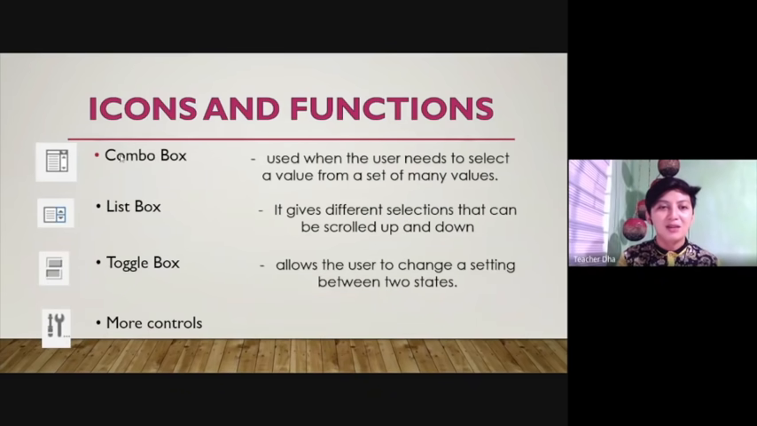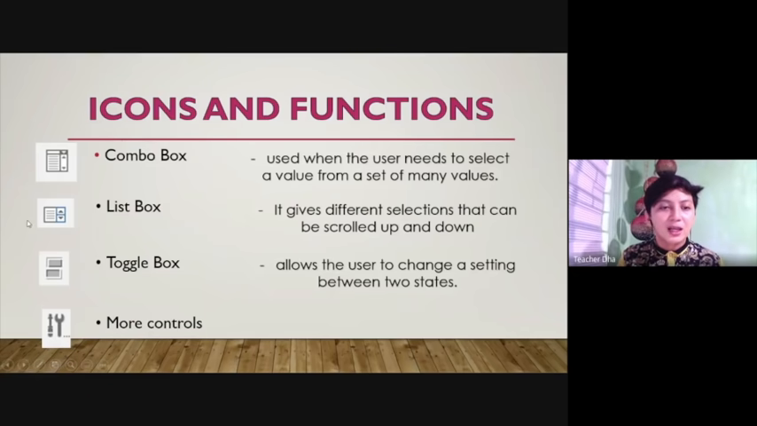And then we have this one, the combo box, used when the user needs to select a value from a set of many values. Combo box and list box are kind of the same. It's like you have a lot of values and you want to select something. It's almost the same. The list box gives different selections that can be scrolled up and down.